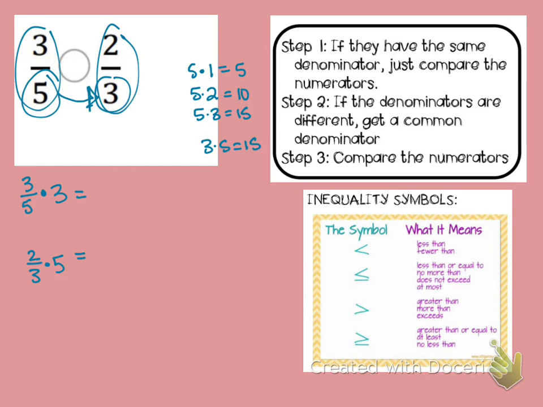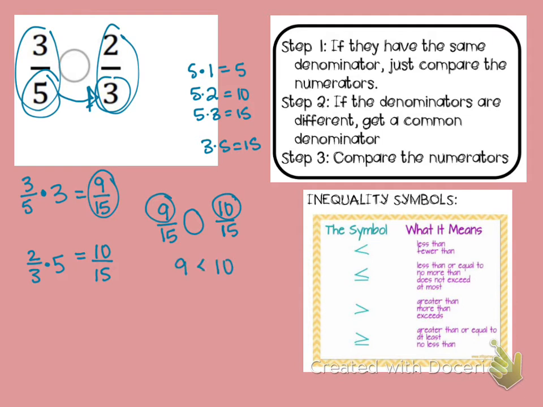That's also the least common multiple, so it works out perfectly. 3 times 3 is 9, and 5 times 3 is 15. 2 times 5 is 10, and 3 times 5 is 15. Keeping my order, this one's first, so 9 over 15 compared to 10 over 15. So our numerators are what we are comparing, 9 and 10. 9 is less than 10, therefore 3/5 is less than 2/3.